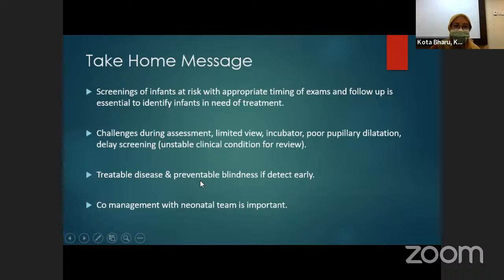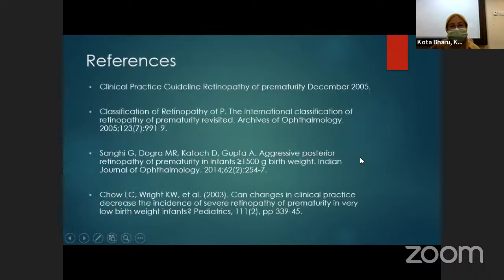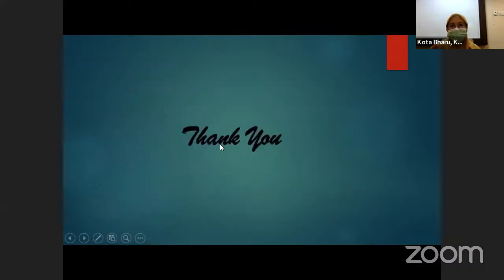Actually, ROP is a treatable disease and also preventable if we can detect it early. And it is important that we co-manage with the neonatal team. Okay, this is my reference. Okay, for that, I thank you.